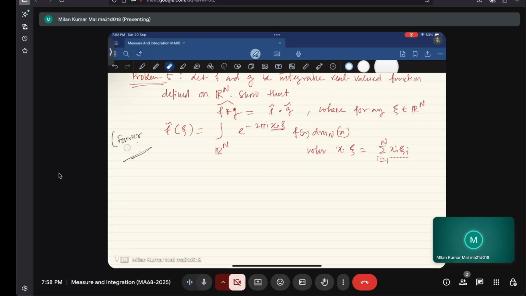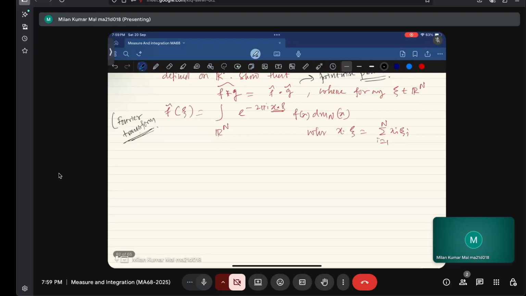The interesting fact is that if you take the convolution and then the Fourier transform, that is the same as taking the Fourier transforms separately and then taking their pointwise product. So f hat xi is equal to the integral over Rn of e to the power minus 2 pi i x dot xi, f of x, dmn x.